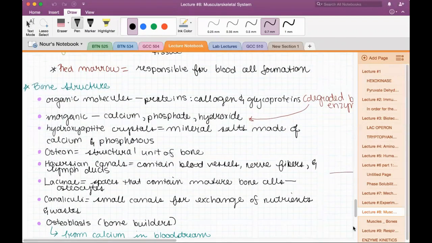Okay, bone structure. It is made up of organic molecules like proteins, collagen, and glycoproteins. It's also made up of inorganic stuff like calcium, phosphate, and hydroxide.